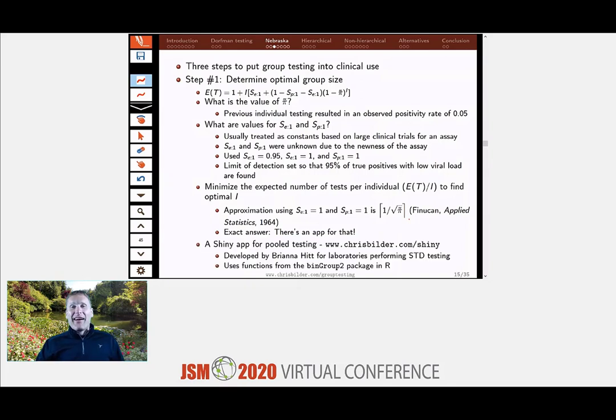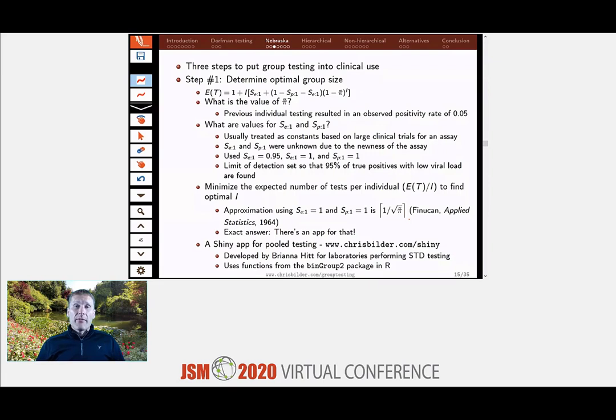This app is called a Shiny App for Pool Testing. That's available on my website. Its lead developer was Brianna Hitt, who works at the Air Force Academy. I was an assistant professor at the Air Force Academy. And we were interested in developing this app due to discussions that we've had with a number of laboratories who did large-scale STD testing, sexually transmitted disease testing. And we found that they could really use an app like this.